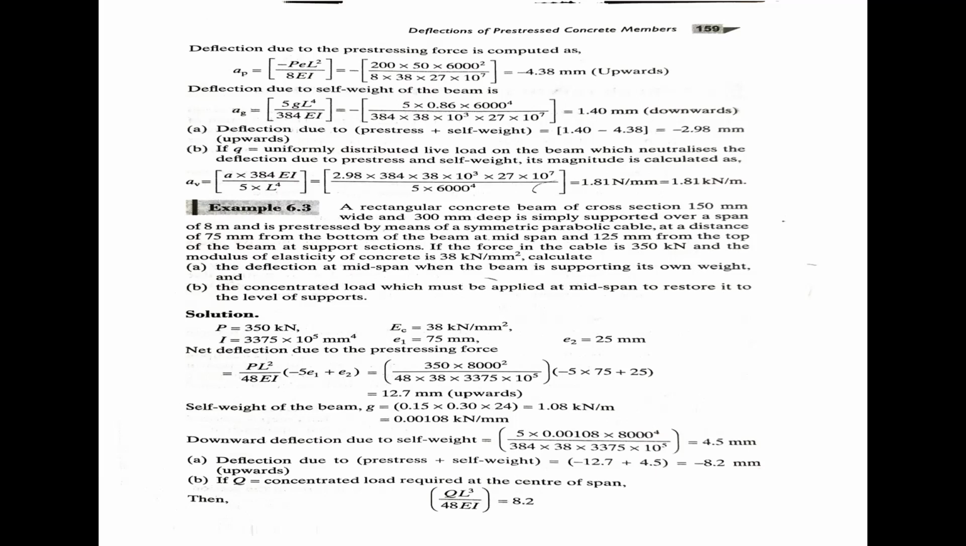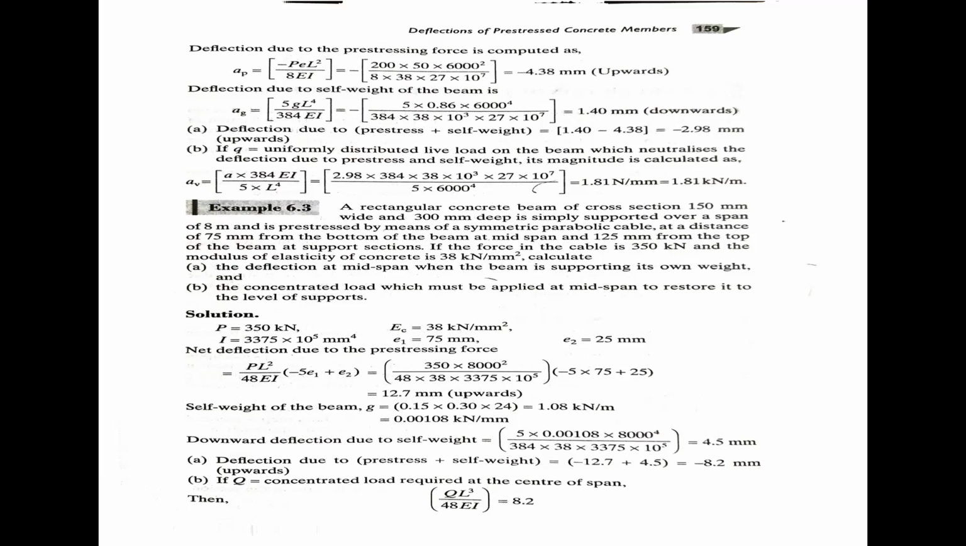Self weight of the beam you have to calculate, 0.15 into 0.3 into 24, 1.08 kilonewton per meter. It converts to kilonewton per mm, 0.00108. Finally, downward deflection due to self weight, using the formula 5wL to the power 4 divided by 384EI. Substituting this value, got the downward deflection for only self weight, 4.5 mm. Deflection due to prestress and self weight, minus 12.7 plus 4.5, got the upward deflection, minus 8.2 mm.